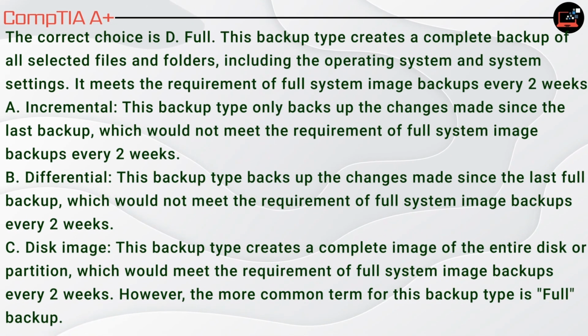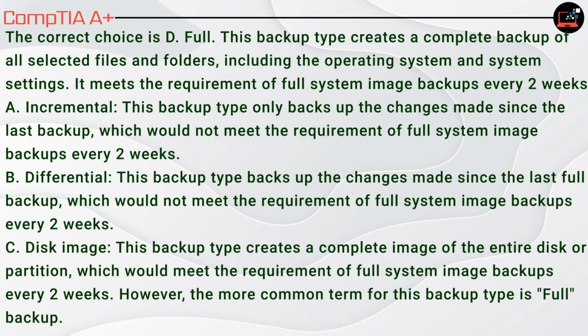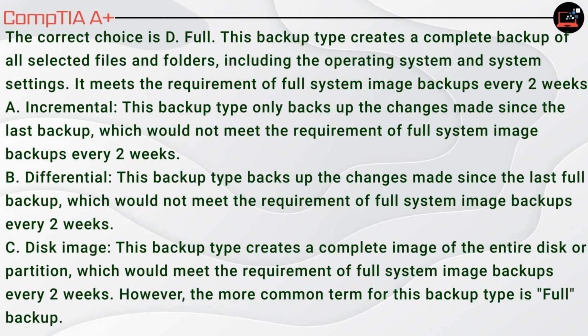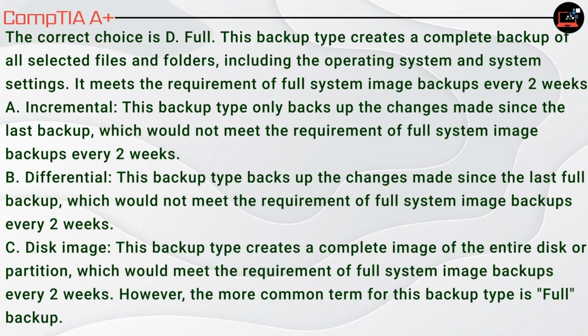The correct choice is D. Full. This backup type creates a complete backup of all selected files and folders, including the operating system and system settings. It meets the requirement of full system image backups every 2 weeks. A. Incremental. This backup type only backs up the changes made since the last backup, which would not meet the requirement of full system image backups every 2 weeks.